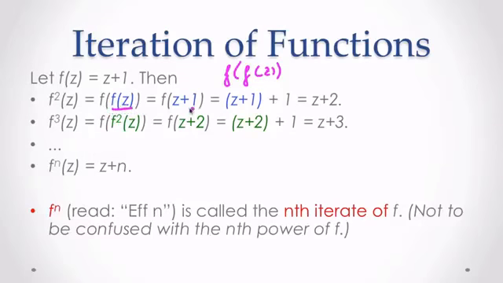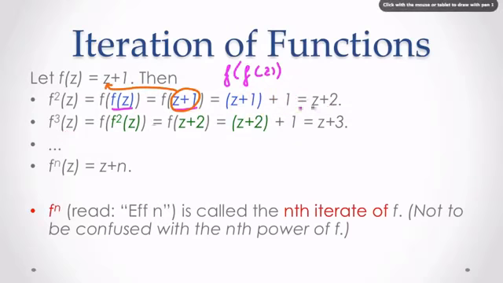F of z itself is z plus 1. And we're going to stick that back into the function f. So into this function right here, we're now sticking z plus 1. Wherever you say z, we're going to write z plus 1 instead. So we're going to stick z plus 1 right there. That gives us z plus 1 quantity plus 1, or altogether, if we do the math, it's z plus 2.